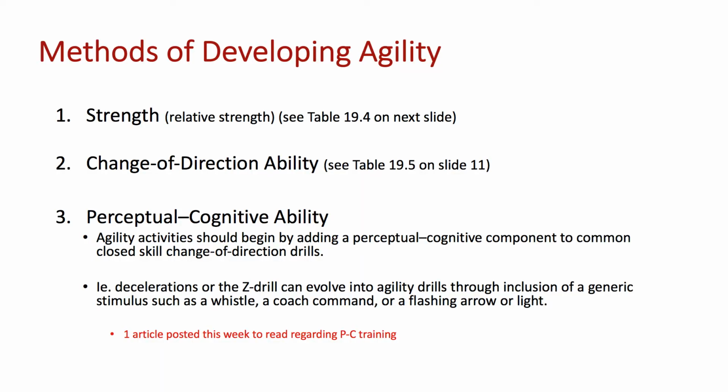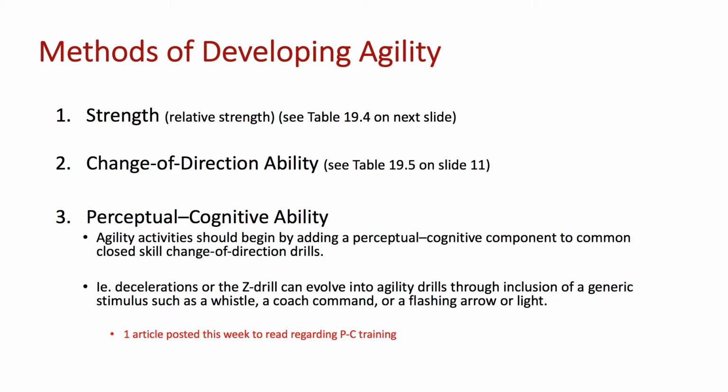If we focus solely on developing agility, there are 3 main methods of developing agility. First of all is developing strength, so that we're able to apply a greater force to the ground and therefore accelerate faster. So relative strength is very important, which we'll talk about on the next slide in table 19.4. The second method of developing agility is developing change of direction ability. And we'll see that in 2 slides from now on table 19.5. And then thirdly is developing the perceptual cognitive ability.